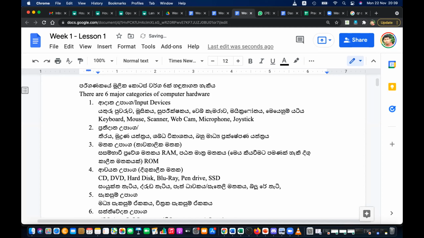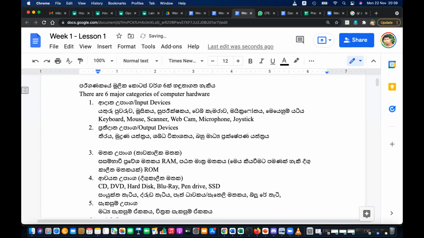And the second category is output devices. Devices which are used to take some input into the computer, we call input devices. Devices which are used to produce some output, we call output devices. Okay, 2 categories: input devices and output devices.